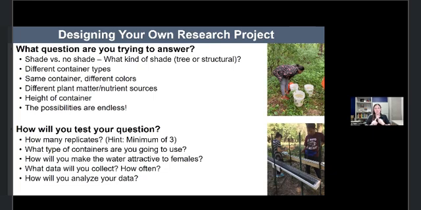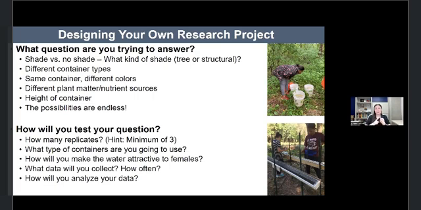So you could use things like grass clippings, dead leaves. You could use fish flakes. You could use pet food. You could use all different types of things. You could try out all different things just to see what might be attractive for mosquitoes to get the females to come and lay their eggs.